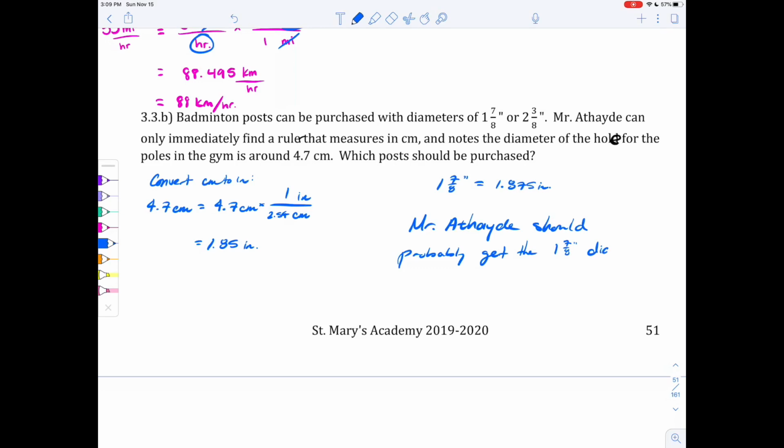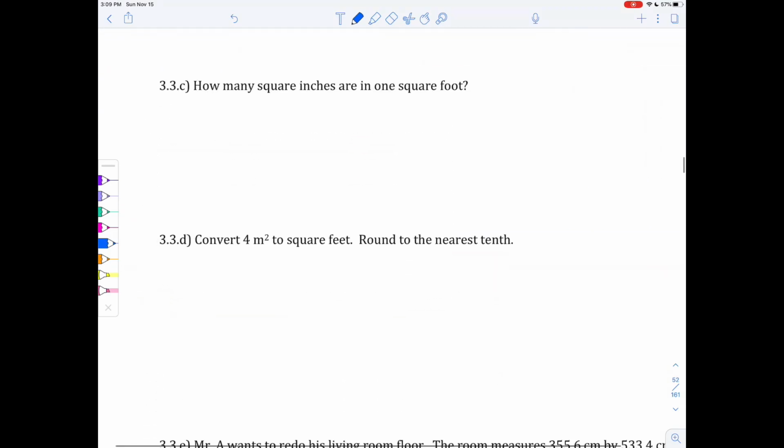7/8 diameter posts. The end. But wait, there's more.